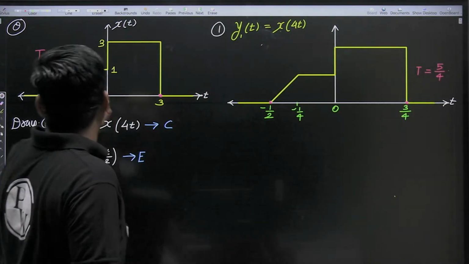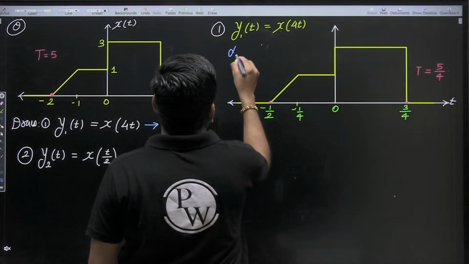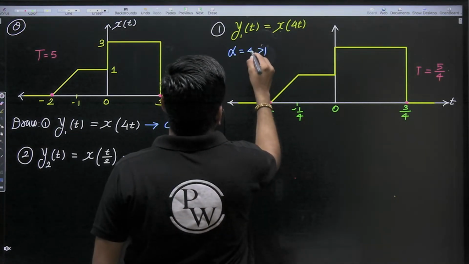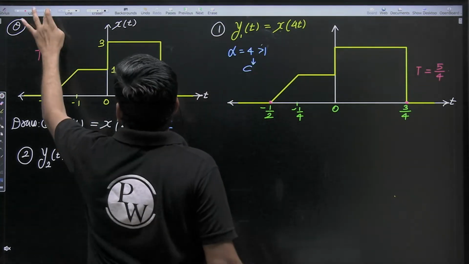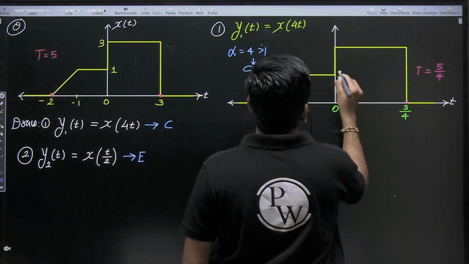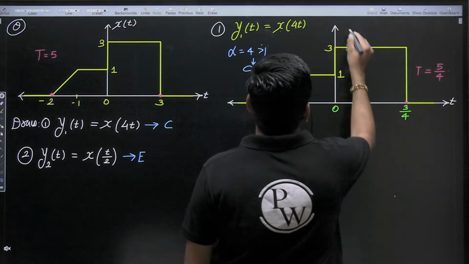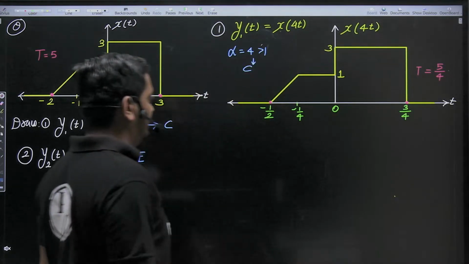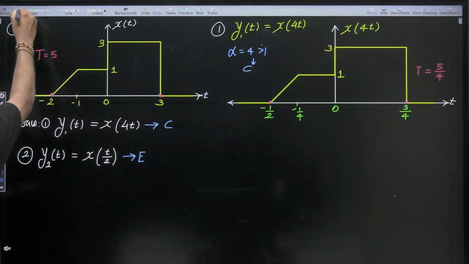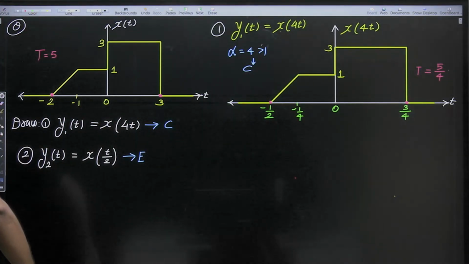Correct? Same scaling factor. Here the scaling factor alpha equals 4, which is greater than 1. So that's why it is compression. C stands for compression. There is no change in amplitude. Here this is 1, this is 3, guys, and this is x of 4t. Okay.